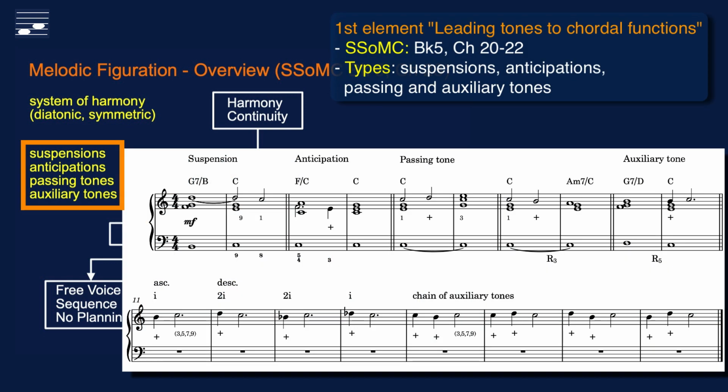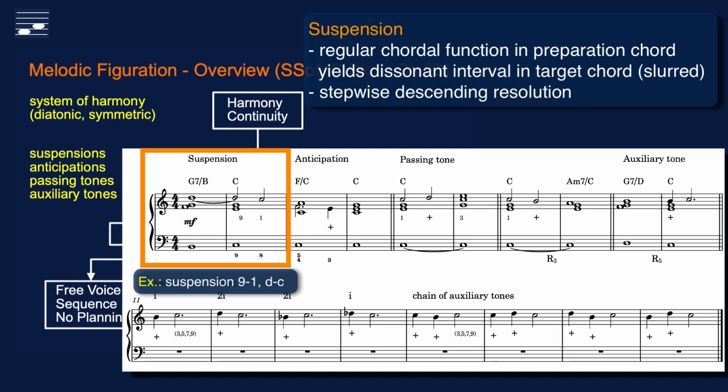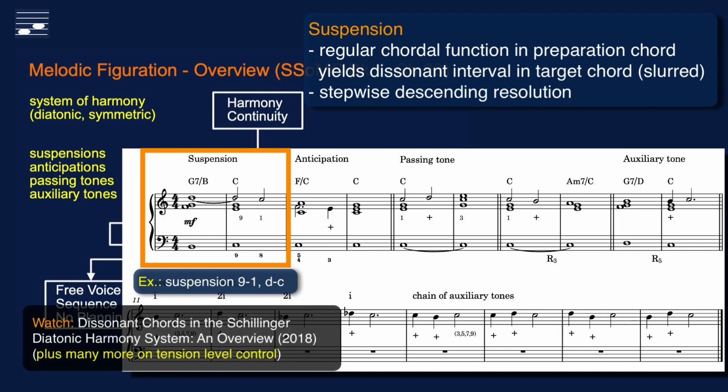Let's summarize the leading tone types from the Schillinger chapters 20 to 22, beginning with suspensions. An example is shown here in the lead part, where the suspended pitch is held over when the chord changes from G dominant 7 to C major, then moves diatonically by a descending step from D, corresponding to chordal function 9, down into C, chordal function 8 or 1, the root. The suspension implies a dissonant interval, a temporarily sounding extended chord. I did a series of tutorials on how to handle these high tension level chords.